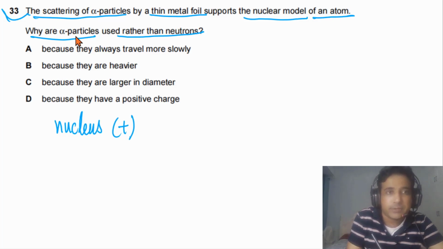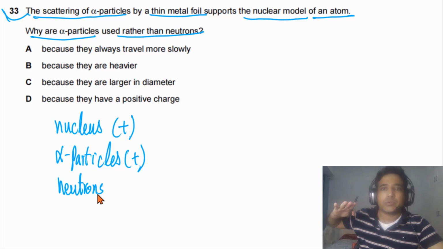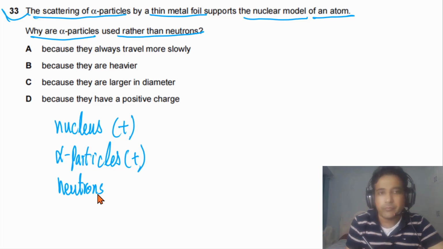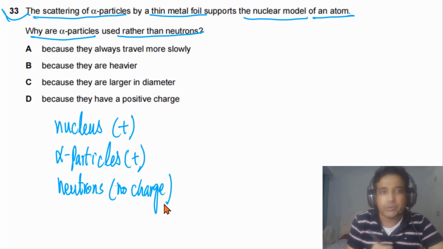That's the reason alpha particles are used, because alpha particles have a positive charge, and neutrons have no charge. If we use neutrons, they will just go straight through, so it will be very hard to determine the size of the nucleus. Neutrons have no charge, they are neutral.